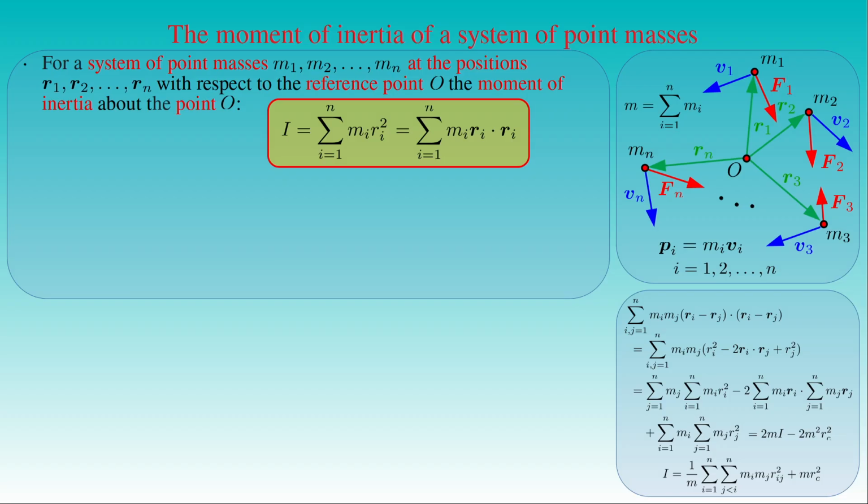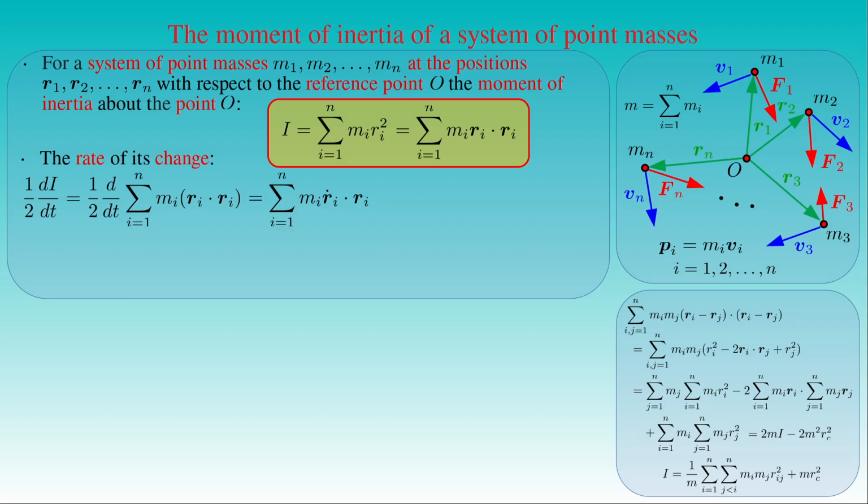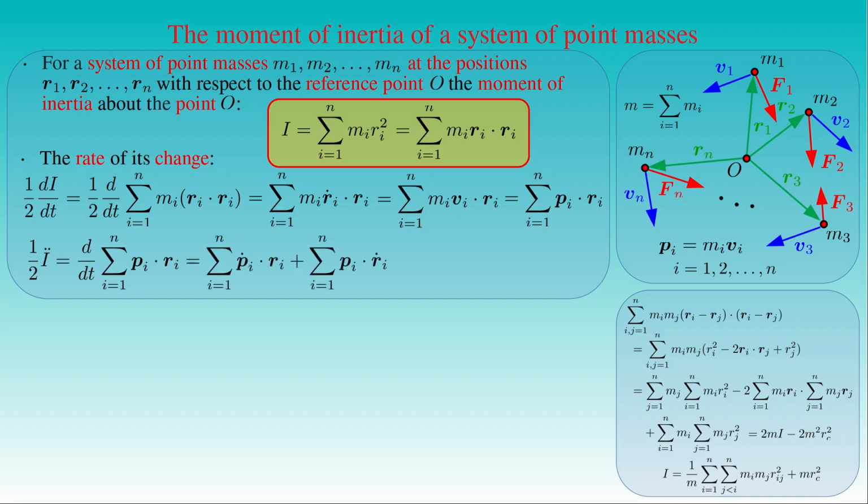Now we use the original form of the definition of the moment of inertia to calculate the rate of its change. For the sake of convenience we determine 1 over 2 times the derivative of I with respect to the time t. Then we obtain the sum of mi times the dot product of the time derivative of Ri and Ri from i equals 1 to n. Here Ri dot is simply the velocity Vi of the point mass mi, and mi times Vi is defined as the momentum pi of the point mass. As a result, the second-order derivative of the moment of inertia I with respect to the time t can be written as the sum of the dot product of the derivative of the momentum pi and the position vector Ri from i equals 1 to n, plus the sum of the dot product of pi and the derivative of Ri.